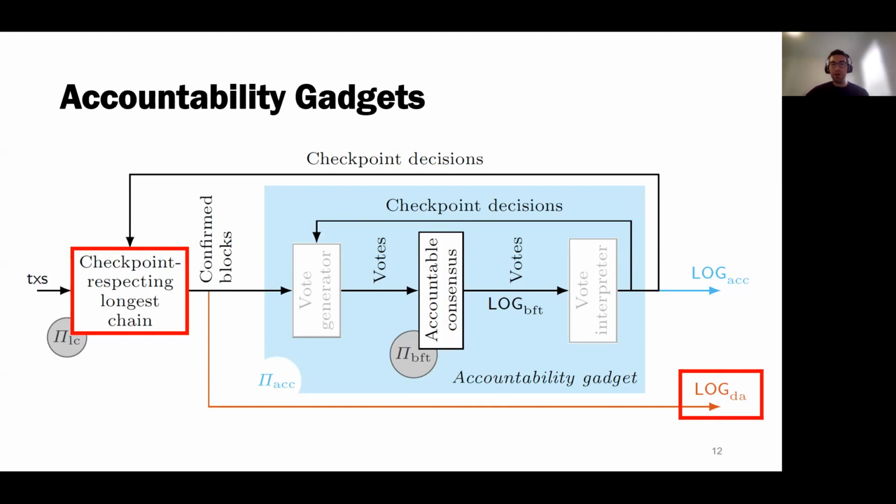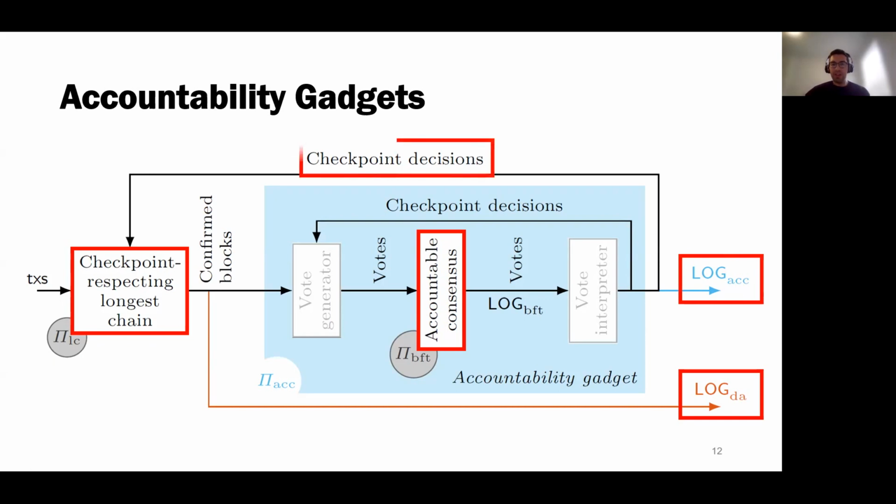At the same time, these blocks are given to the accountability gadget, which treats them as proposals for checkpointing. Upon observing a proposal for checkpointing, the validators in the system would send checkpointing votes. These votes are then ordered with the use of the accountably-safe consensus protocol, with which the accountability gadget was instantiated. After the votes are ordered, a checkpoint decision is reached. Thus, a proposal becomes checkpointed or not. The prefixes of the checkpointed proposals, or the checkpointed blocks on the longest chain, are outputted as the accountable prefix ledger.